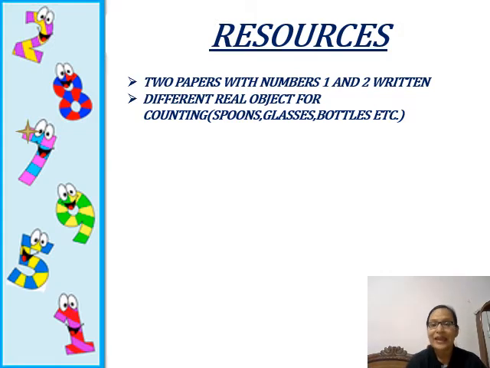The resources which are required for this activity are 2 papers with number 1 and 2 written on them, and next to that you have to draw that same number of objects. Like if you are writing number 1, next to it you have to draw only one object, and then when you are writing number 2, next to it you have to draw two objects, anything that you want to draw.